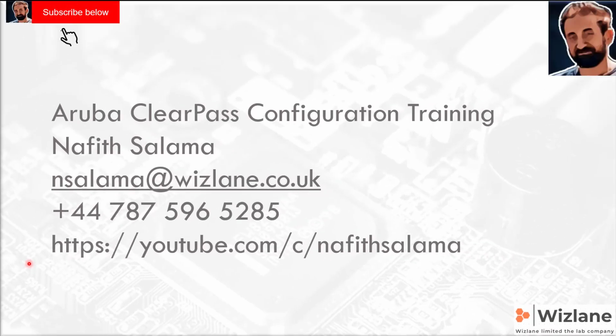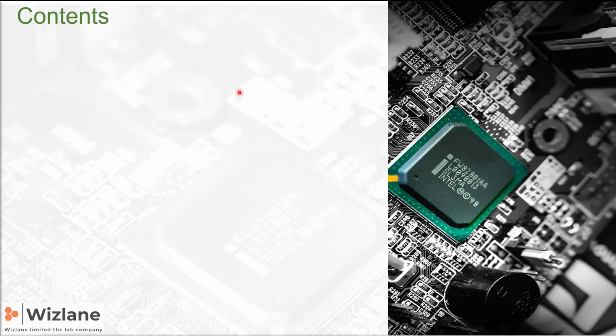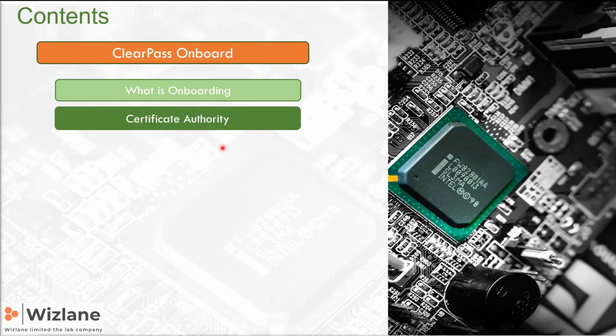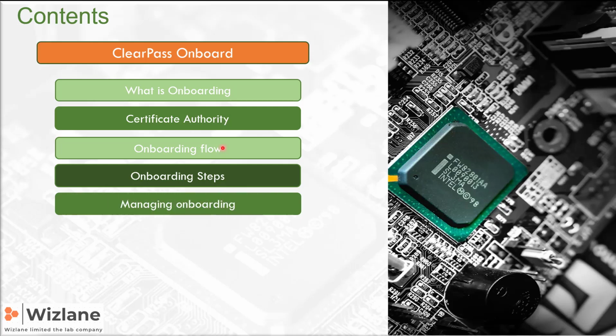In this video, this is a continuation of previous videos about ClearPass, and in this specific part of the training, we'll talk about ClearPass Onboard. We will talk about what onboarding is, and then about the certificate authority, a brief description, and then the onboard flow, how things work, onboarding steps, and we will talk about managing onboarding. Let's have a look.